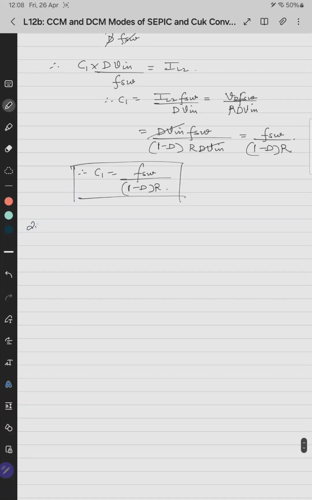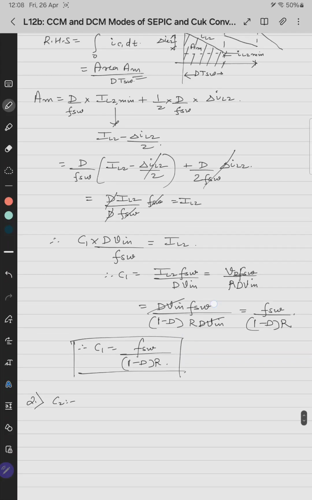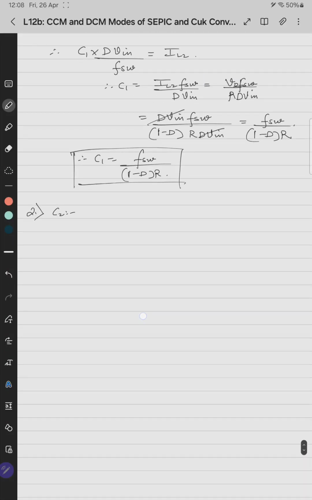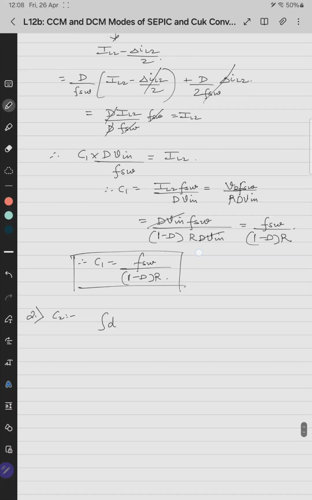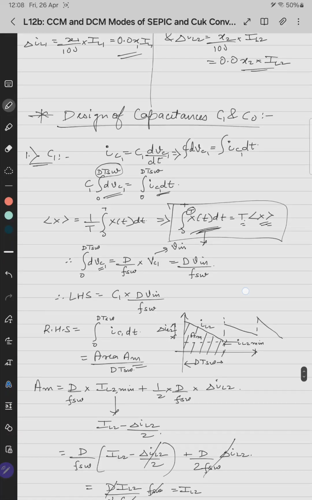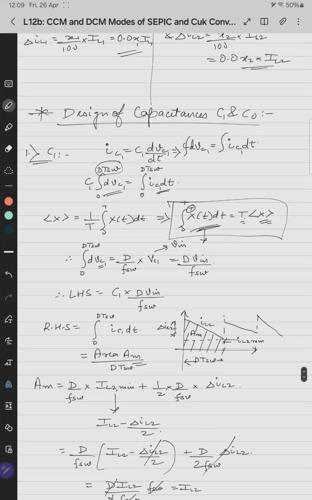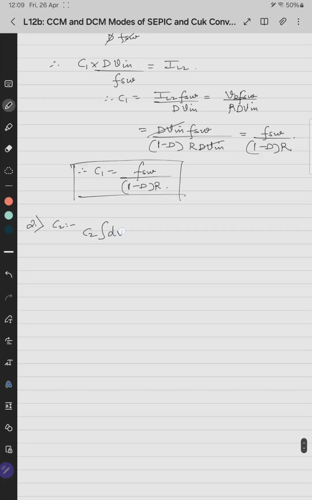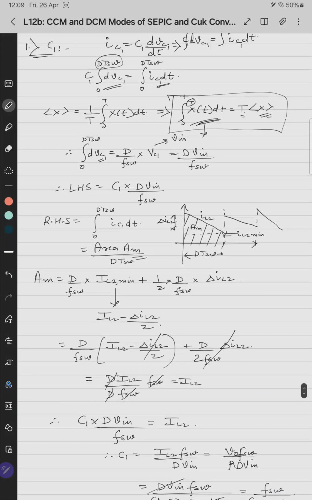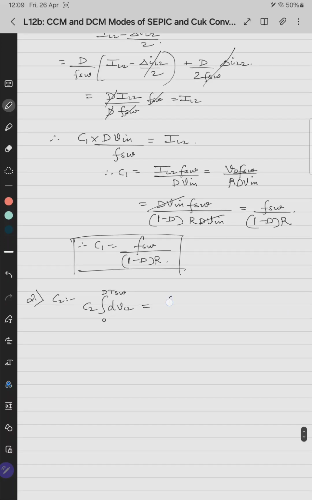Similarly, quickly we'll see the analysis for C2. So again the same thing, integral dVC2, where we are integrating, because the analysis for positive half cycle is easy, so C2 into dVC2 equals integral of IC2 dt from 0 to D into T switching.